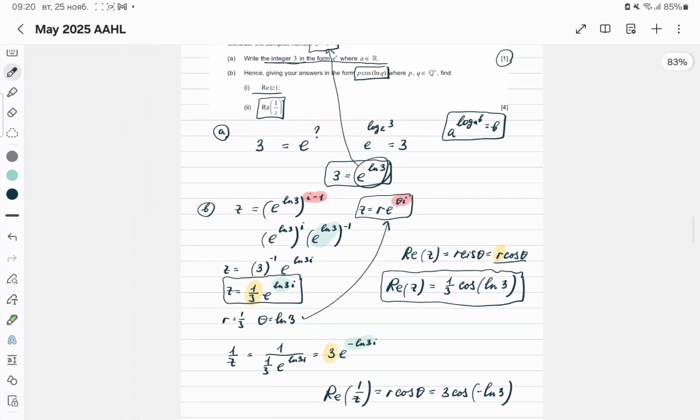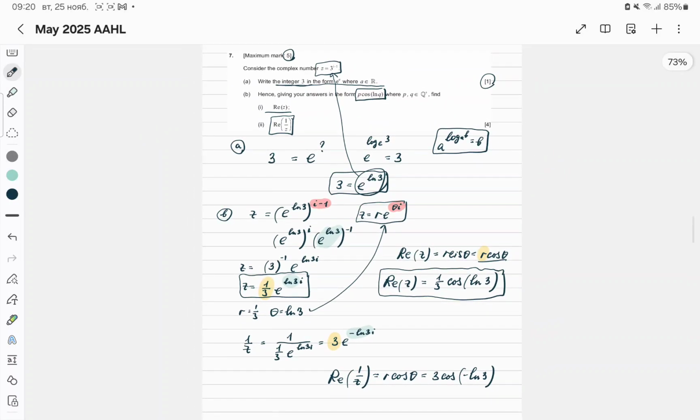This is a question about the complex number. I hope this question is clear for you, and please write any comments, reactions. I'll be happy to read and answer.